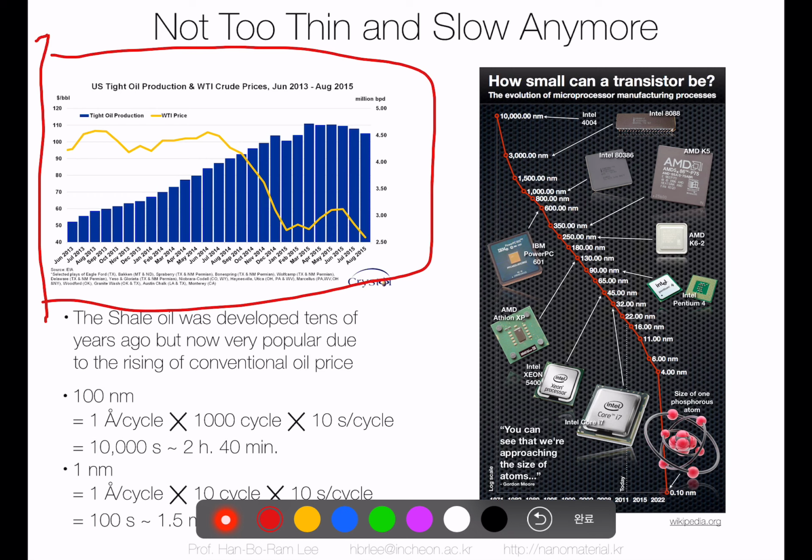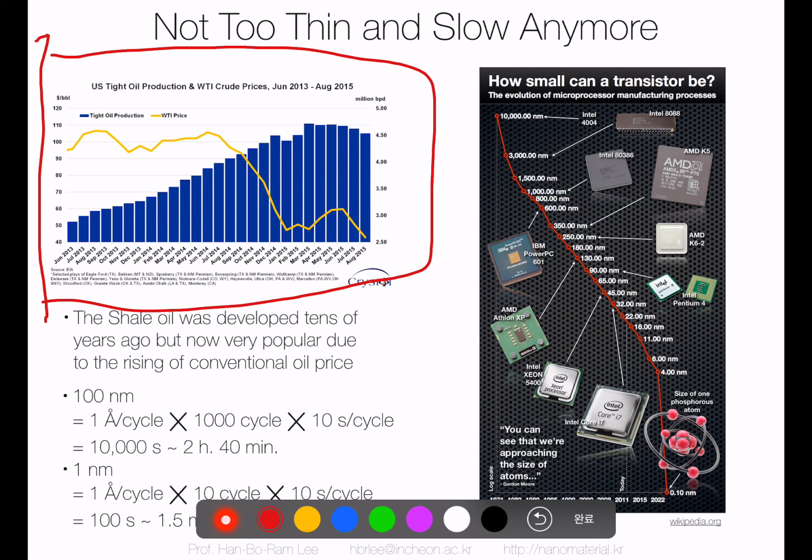But the fabrication cost for that was very high, while the oil price was high enough. So that was the time to develop and use the expensive technology, because the price was competitive with crude oil prices. The situation is quite the same in the ALD system.